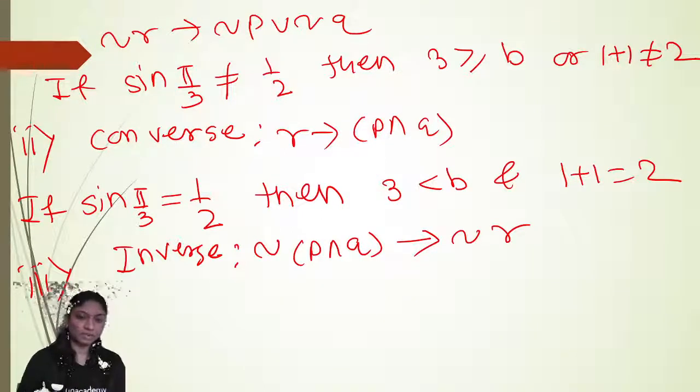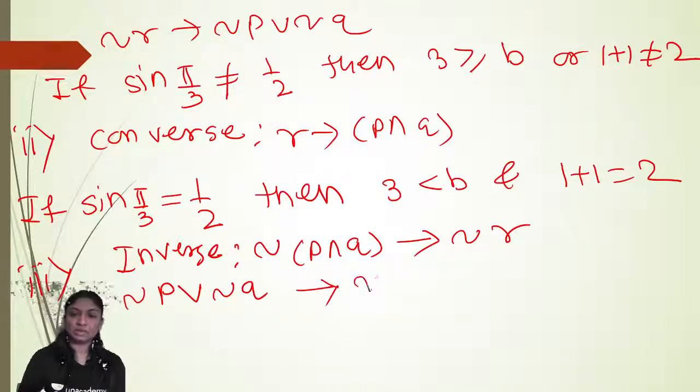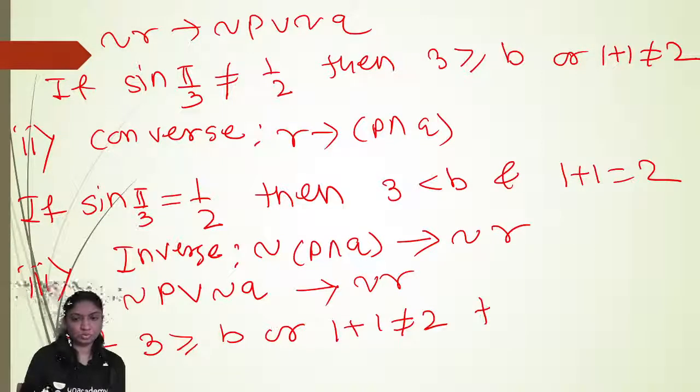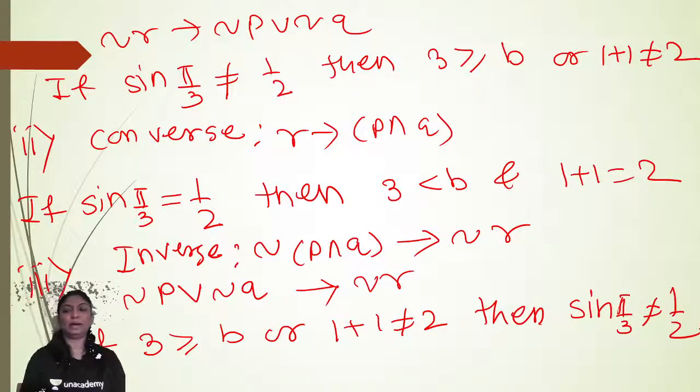So negation of P and Q, it means negation of P or negation of Q. Negation of P or negation of Q implies negation of R. So you can write the statement: if 3 is greater than or equal to b, or 1 plus 1 is not equal to 2, then sin pi by 3 is not equal to 1 by 2. This is your inverse.